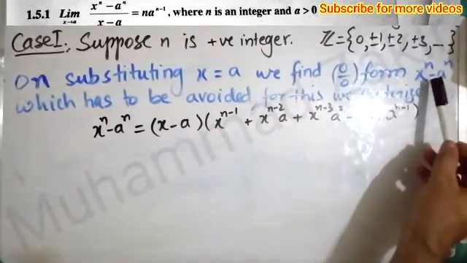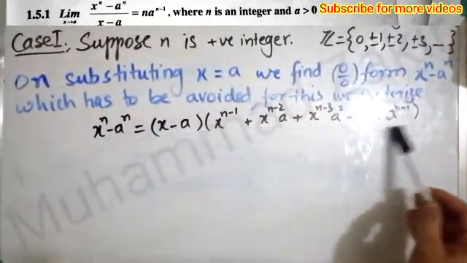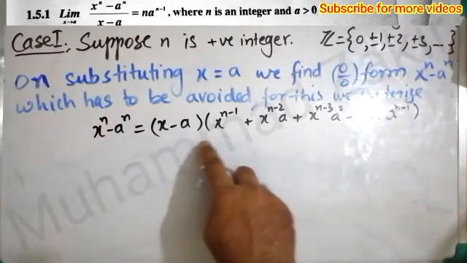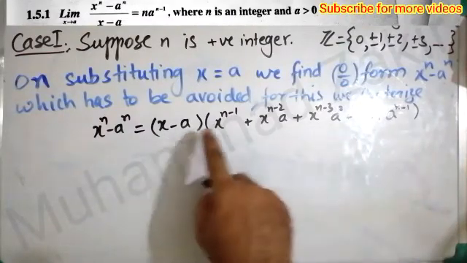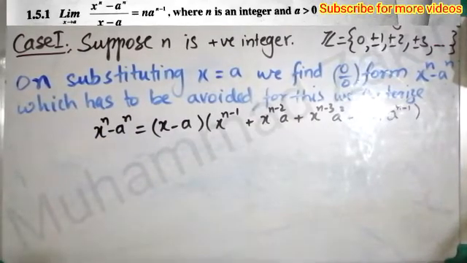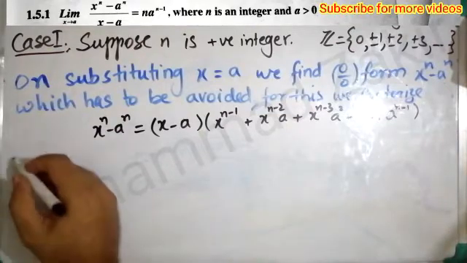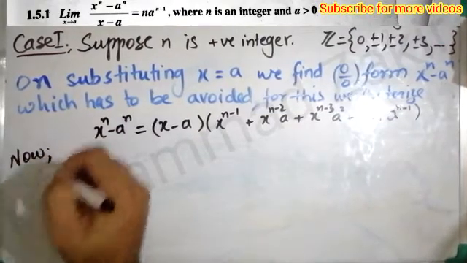We factorize this form, the numerator x^n minus a^n. x^n minus a^n is factorized as this. If you multiply these two factors, x minus a with this, you will definitely get x^n minus a^n. The product of these two is x^n minus a^n. Now we have to evaluate this limit.